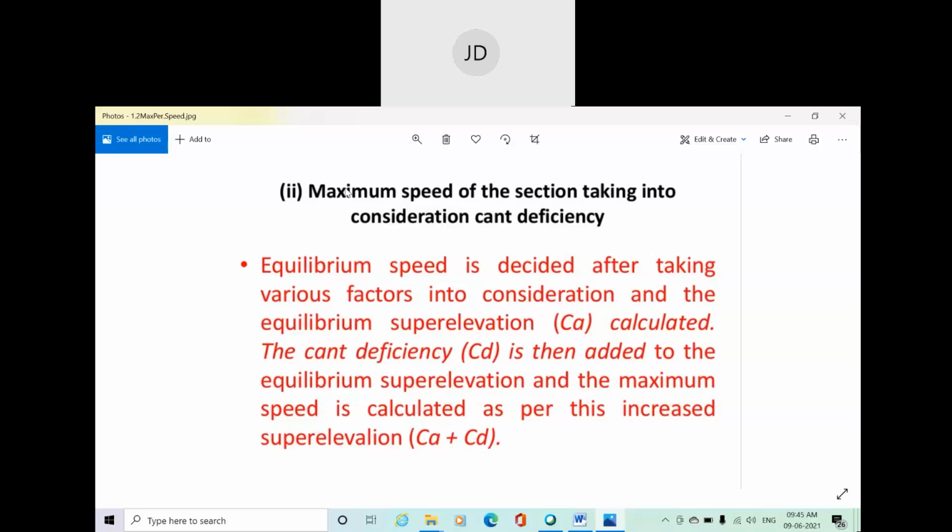Okay, so next condition: the maximum speed of the section, taking into consideration the cant deficiency. That means, considering the cant deficiency, or you can say the super elevation deficiency, we can also derive one equation for the value of the maximum permissible speed of the train. How can we? Let's discuss here.